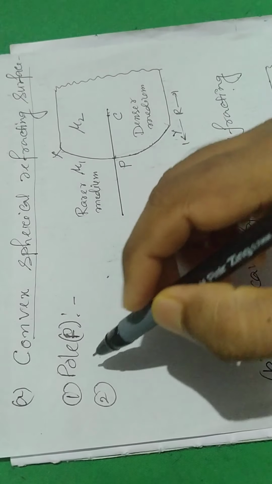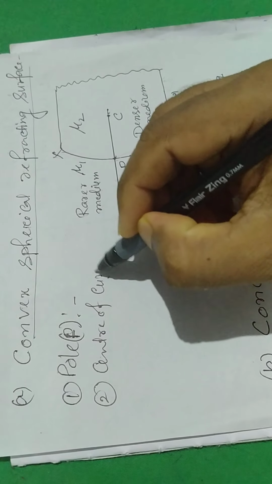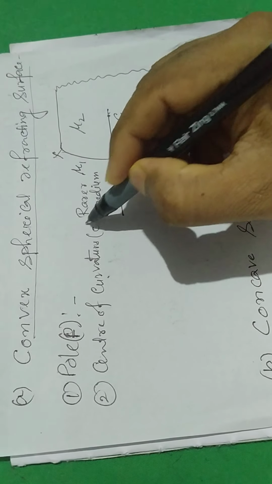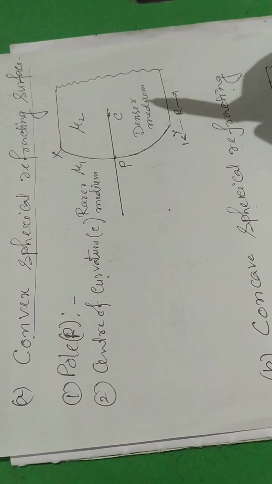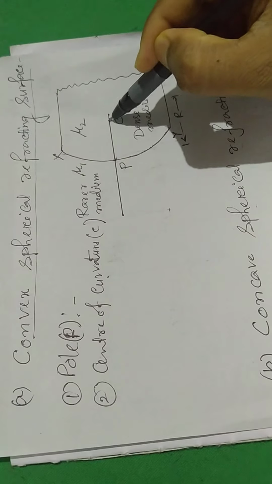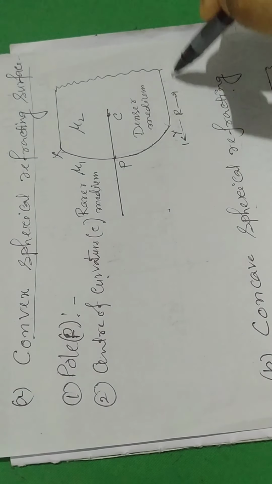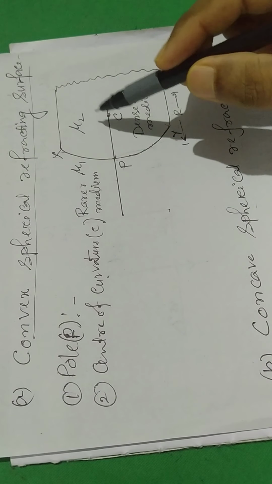Number 2, center of curvature, C. The center of the sphere of which the curved refracting surface forms a part is called its center of curvature. So see the center. If you draw, it will complete one sphere. So center of this sphere, it is called center of curvature.